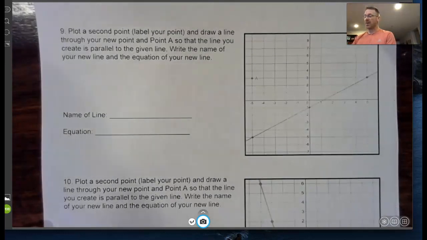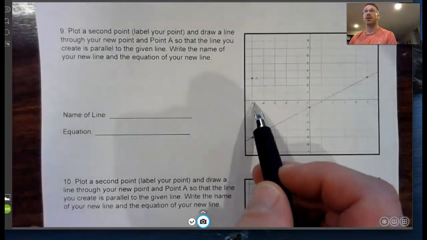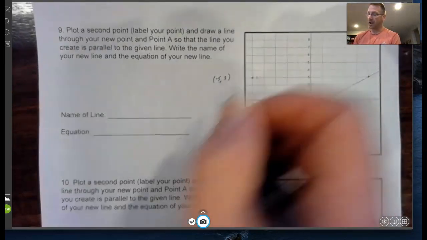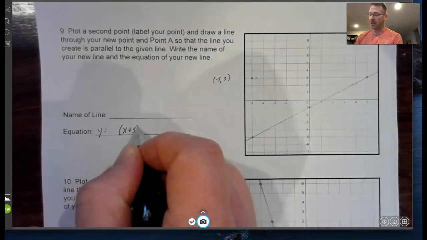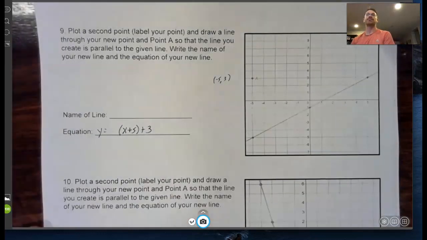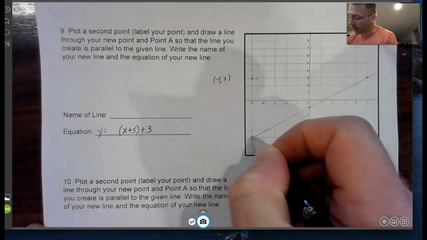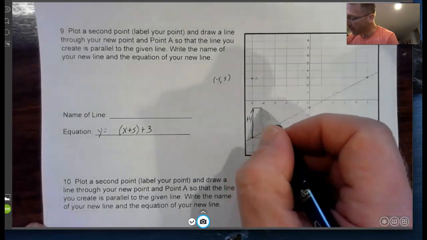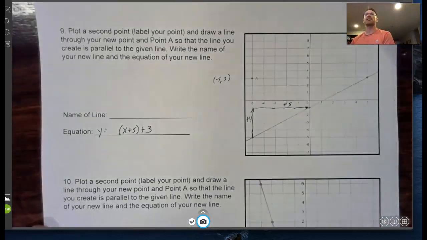And we're just having you think about this by plotting a second point and drawing that new line. So if I think about this, my new line has to go through A, and that coordinate is (-5, 3). All right, so y equals, and then x minus -5 becomes a plus, and then I get the +3 here. So once again, I need the same slope. So if I count my slope here, I go up 1, 2, 3, 4, and I go over 1, 2, 3, 4, 5. So my slope is 4 over 5.